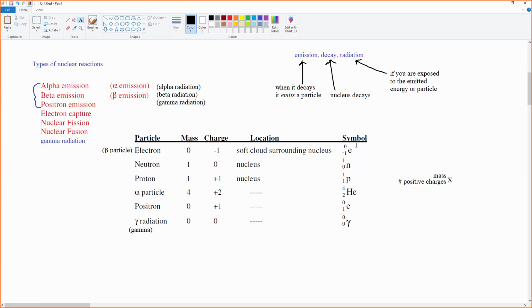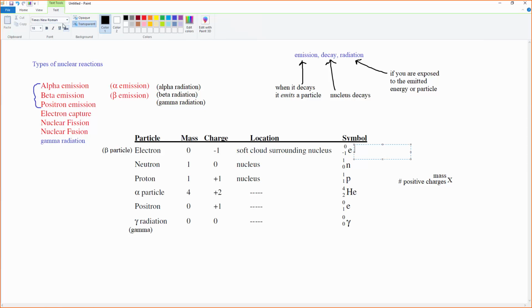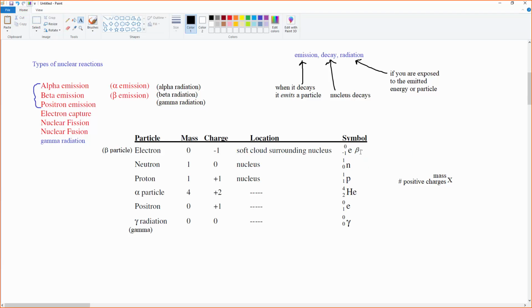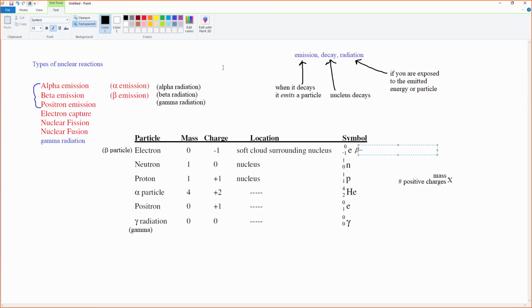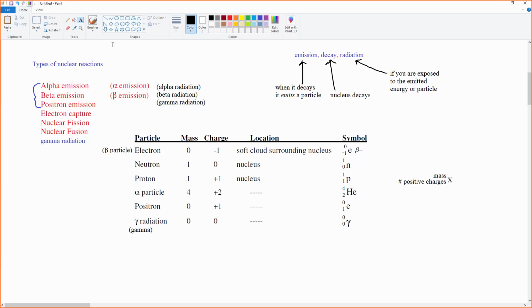Sometimes, in fact, Mastering Chemistry does this. They'll actually call this a beta minus particle. And they'll usually do it that way too.